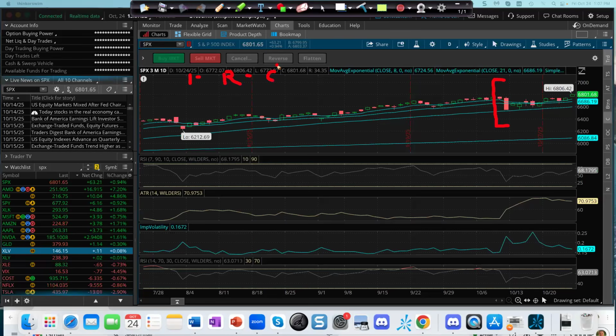Have we got a bit of a range? Yes, but it's choppy. I mean, as of today, right? We're up quite a bit today. So I would say range bound but choppy.